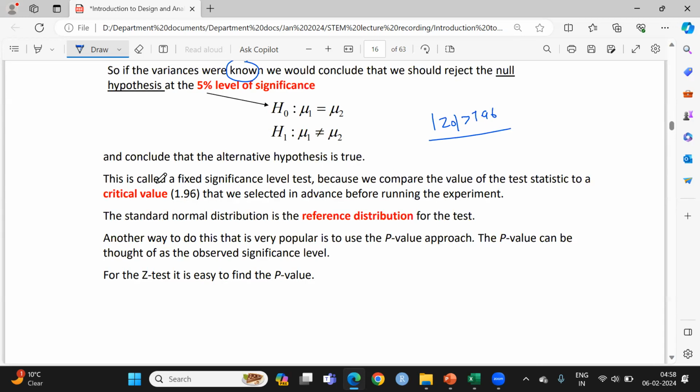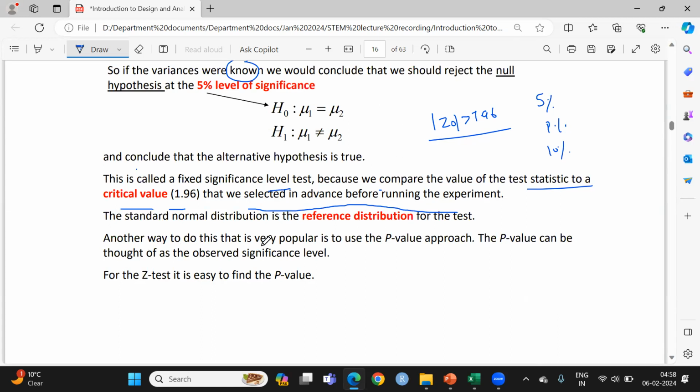Okay, and this is called a fixed significance level test, because we compared the value of the test statistic to a critical value, 1.96, and we selected it in advance before running the experiment. So as I told you, we have to fix the value, whether we are taking a 5% level of significance, a 1% level of significance, or a 10% level of significance. If the value of z naught is greater than 1.96, then we reject this null hypothesis.